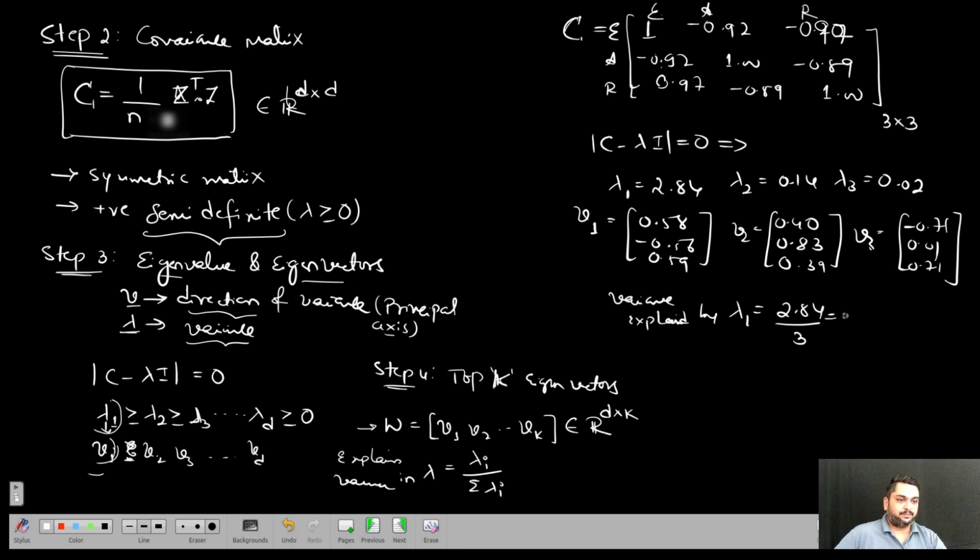It will get as 3. So this is almost equal to 94.6%. That means this only one variance is the major one here. See, if you compare, all these are very small compared to that. That means this is the major principal component.